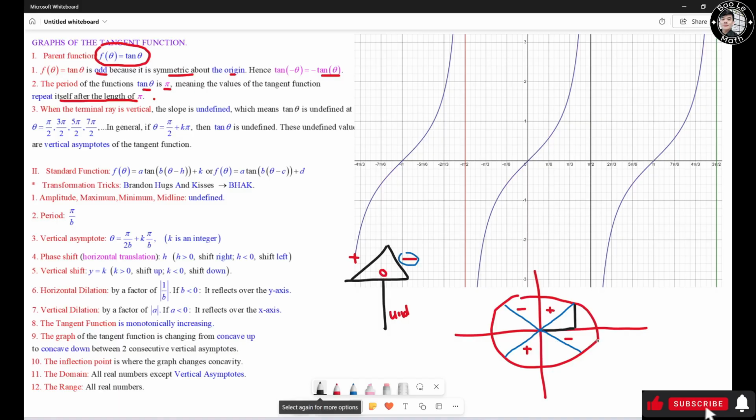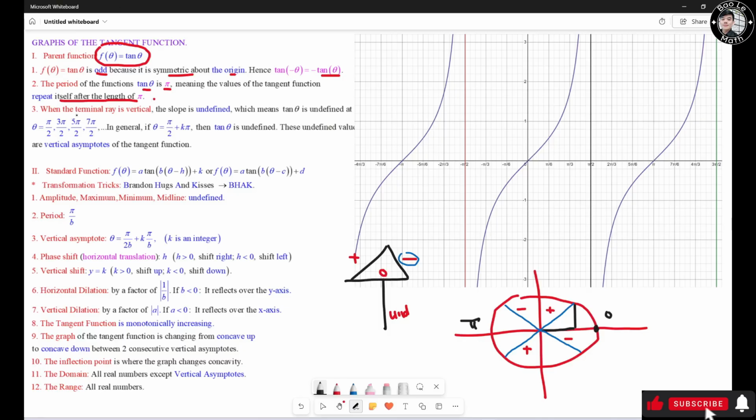And you see that every single half unit circle, the sign of the slope repeats. This one is 0, this one is pi. You have the positive slope, negative slope, and then positive slope, negative slope again. So the period of the tangent function is pi.